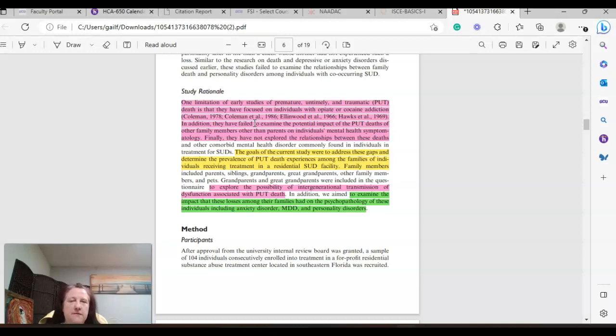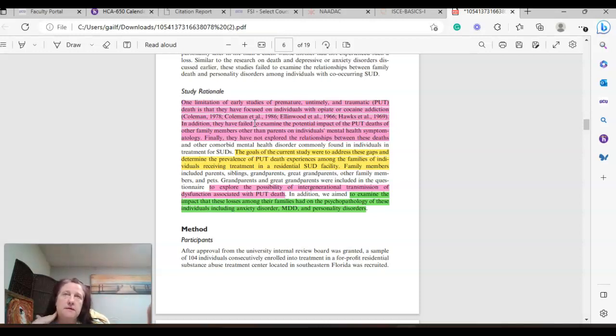It said, one limitation of earlier studies of premature, untimely, and traumatic death is that they focused on individuals with opiate or cocaine addiction only. In addition, they failed to examine the potential impact of the PUT, premature, untimely deaths, of other family members other than parents or individuals. So in this study, they of course filled that gap by looking at grandparents and great-grandparents. They filled the gap of their lit review that they noted on that they just studied cocaine deaths and opiate deaths. And in this study, they looked at all kinds of traumatic, untimely, premature deaths.